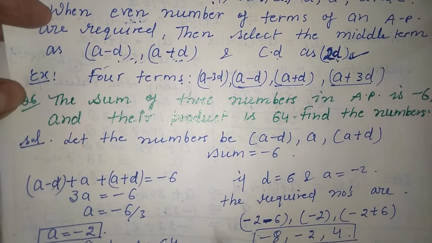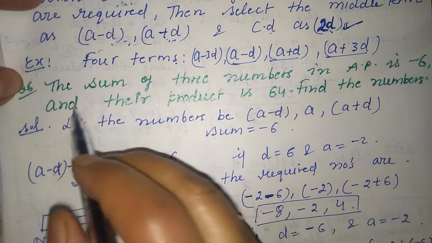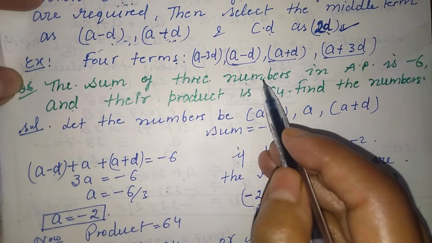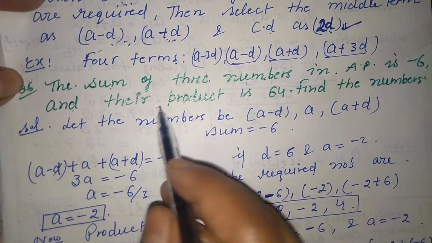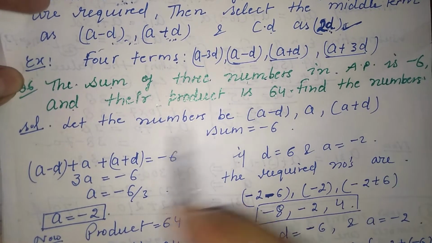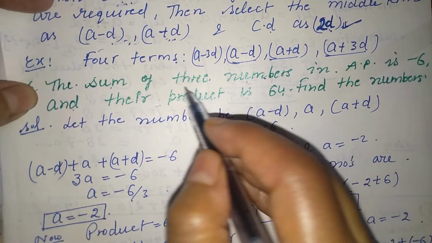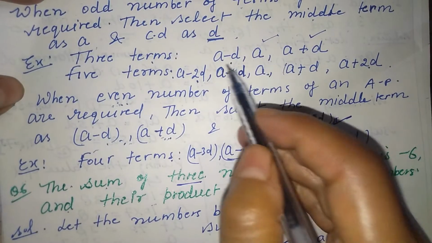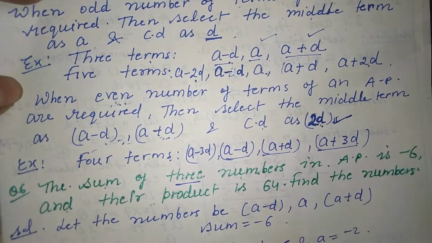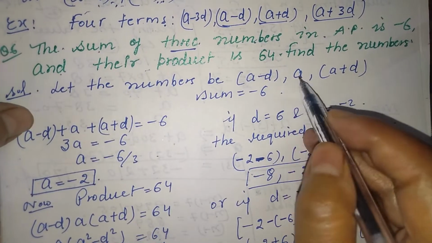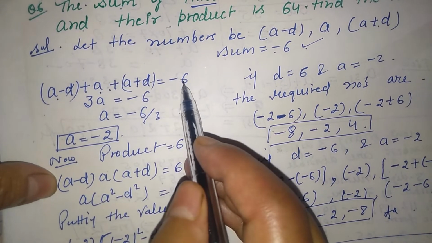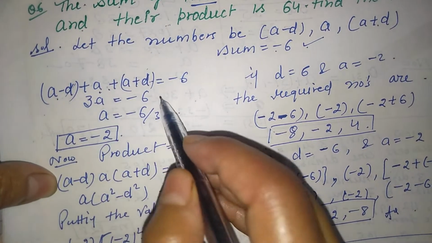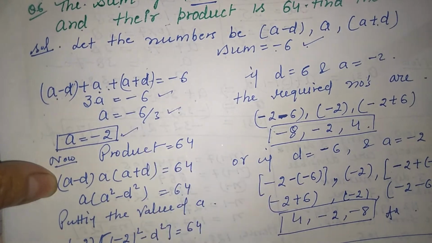Now the question that I have got as a doubt: the sum of 3 numbers in AP is minus 6, and their product is 64. Find the numbers. Let the numbers be, because it is given 3, and we have discussed 3 numbers, a minus d, a and a plus d. So let the 3 numbers be a minus d, a and a plus d. Their sum is minus 6. So first we will do the sum. a minus d plus a plus d is equal to minus 6. So d will cancel out, 3a is equal to minus 6 and a is equal to minus 2.